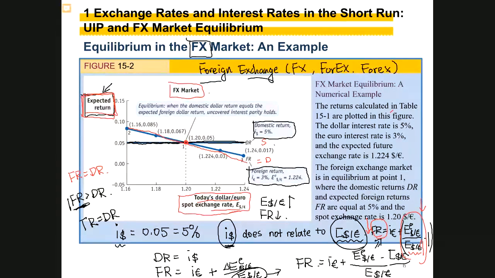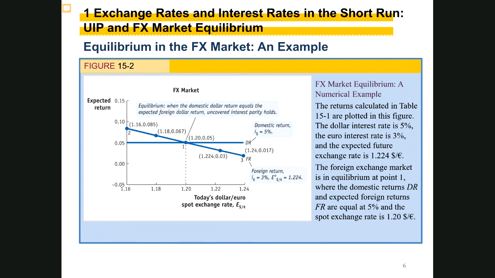Okay, let's clear up the page and see the text here. This page tells you that if the dollar interest rate is equal to 5%, this is the line they plot out. The domestic return only depends on the domestic currency's interest rate. The euro interest rate is 3%. The expected future exchange rate is this.